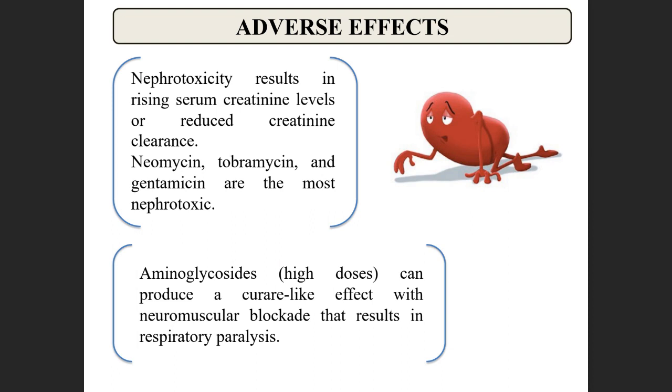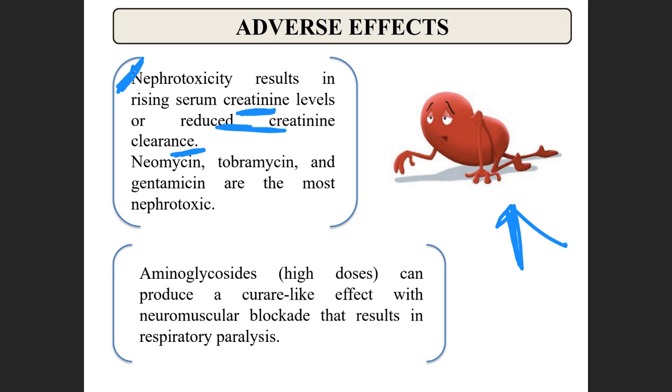The other adverse effect is nephrotoxicity. What do we mean by nephrotoxicity? Here we mean that it is damaging the kidney. Nephrotoxicity results in rising serum creatinine level. The normal range of creatinine level is about 0.1 to 1 or 1.2. Then the creatinine level gets disturbed and creatinine clearance is reduced. The creatinine level rises because the creatinine is not excreted out from the body, and the amount of creatinine increases in the blood, and that may result in renal damage.